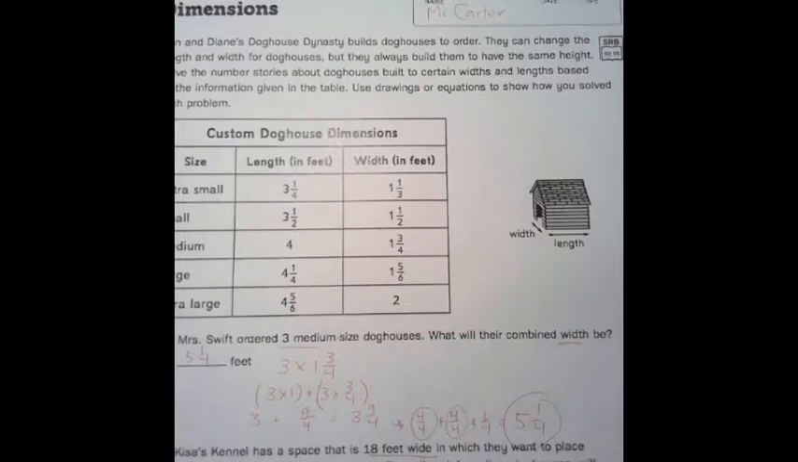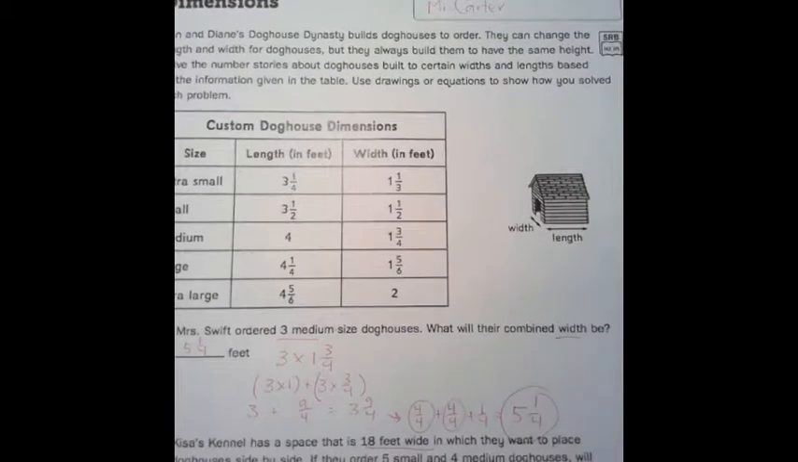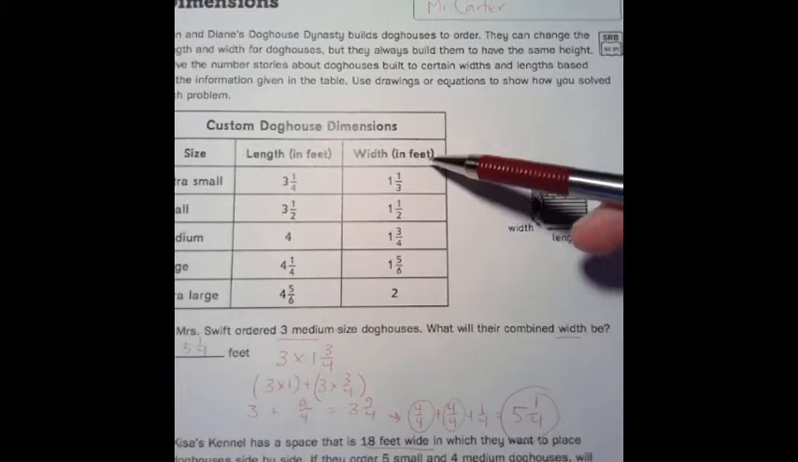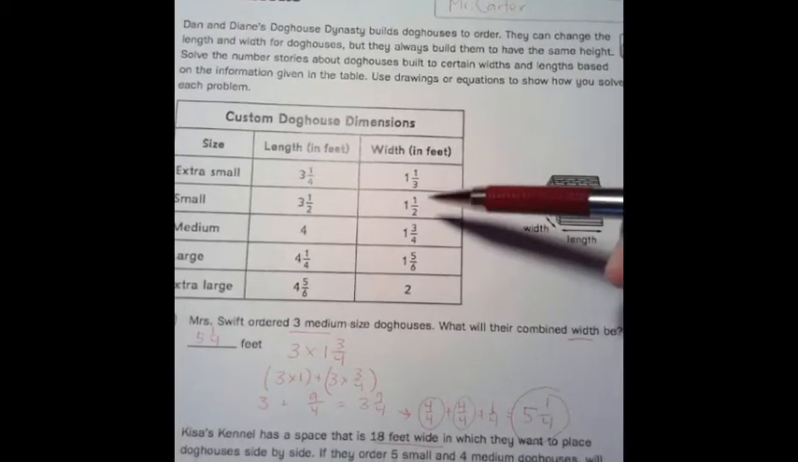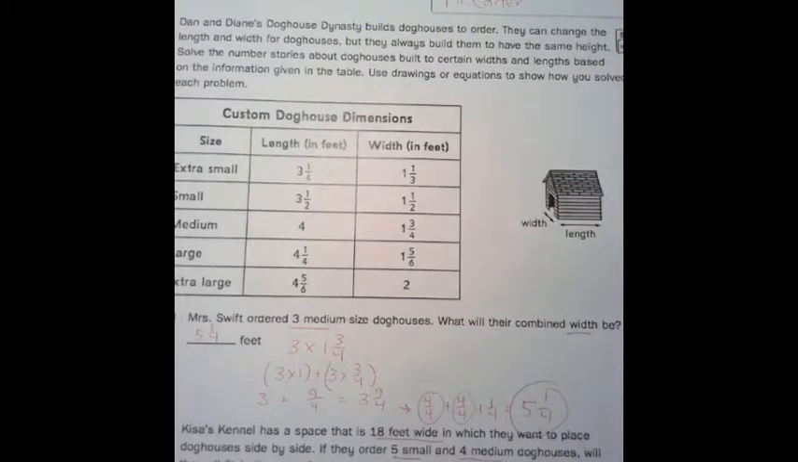Now Kisa's kennel has space that is 18 feet wide in which they want to place doghouses side by side. Now if they order 5 small and 4 medium doghouses, will they all fit in the space of 18 feet? Okay. So now, again, it's 18 feet wide. So we're going to be dealing here with the width dimensions, not the length, but the width ones. So what I did is put this on another piece of paper.